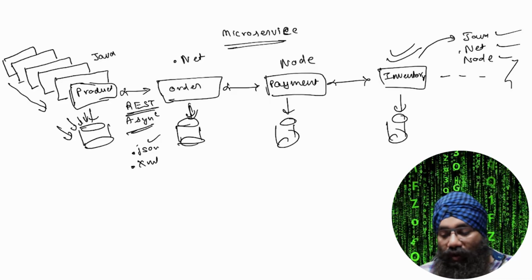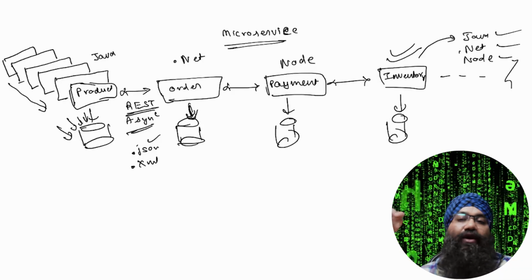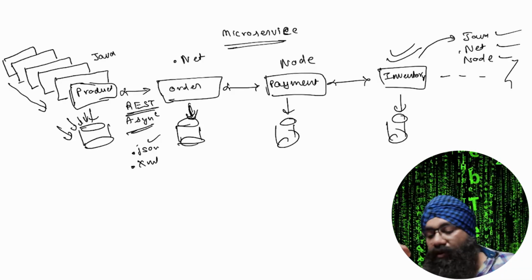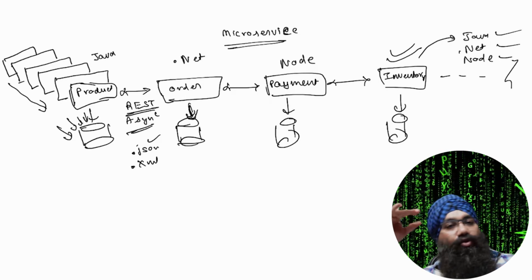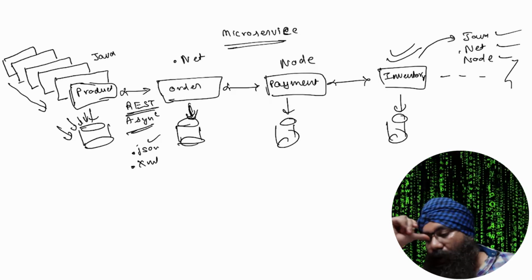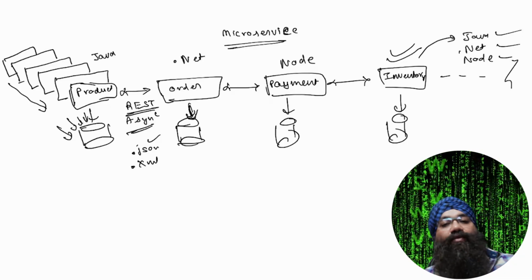Because order has its own connection to its own database, payment has its own connection to its own database, so it will not affect the performance of other services. Individual services can scale up and scale down according to their traffic. You can choose technologies that you want, and increased traffic on one service doesn't affect the performance of any other service.